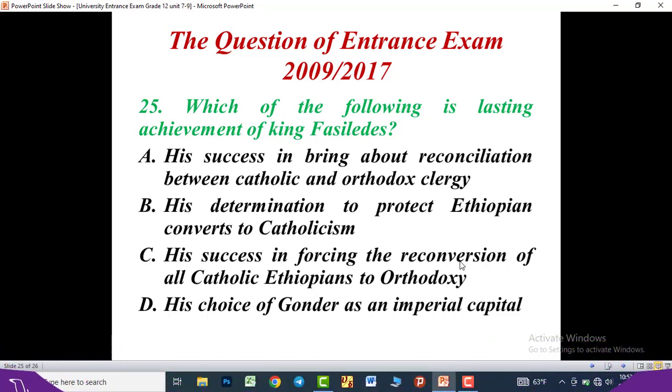Fasilides' measures included, firstly, restoration of the Orthodox Church to its traditional position. Second, expulsion of Jesuit missionaries from the country. You know that he exiled Jesuit missionaries from the country, introduced closed-door policies, and later ordered the reconversion of all Catholic Ethiopians to Orthodox. Based on this explanation, question number 25's correct answer is C.